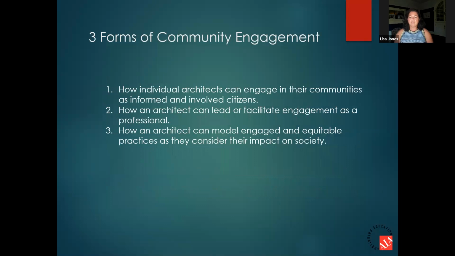There are three forms of community engagement that we're going to talk about tonight. The first is how individual architects can engage in their communities as informed and involved citizens. The second is how an architect can lead or facilitate engagement as a professional. And the third is how an architect can model engaged and equitable practices as they consider their impact on society.